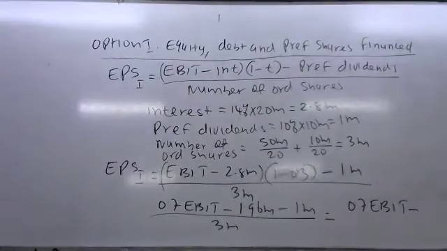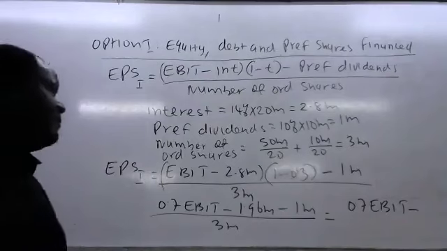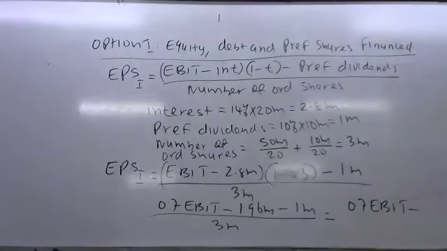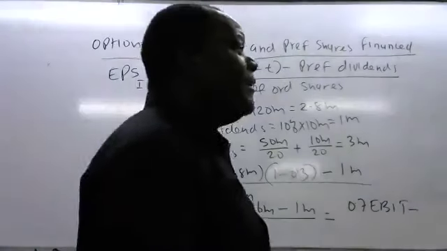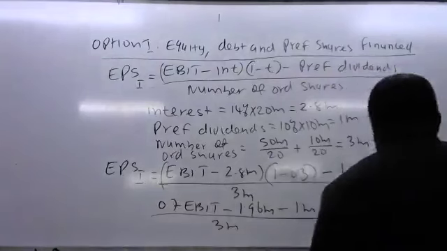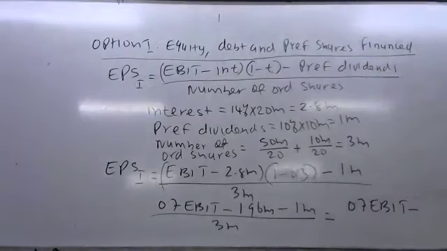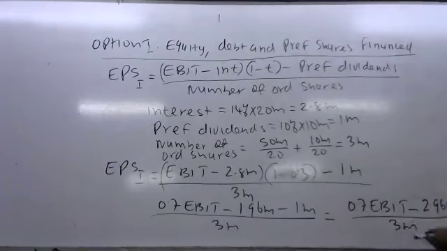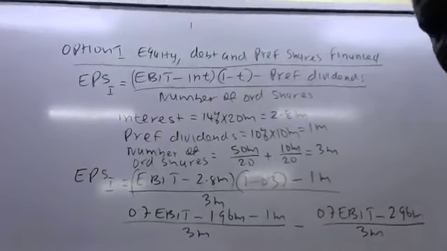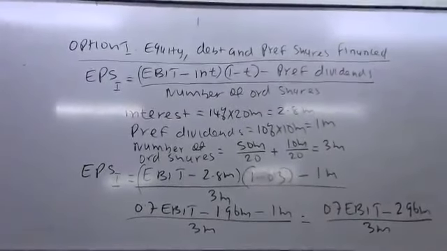Minus 1.6 million minus 1 million will be which figure? Minus and minus. It has 2 points. Yeah, because minus minus, they continue like that. So you divide by 3 million. So that's now finally our equation. That's now our final equation for that option 1.